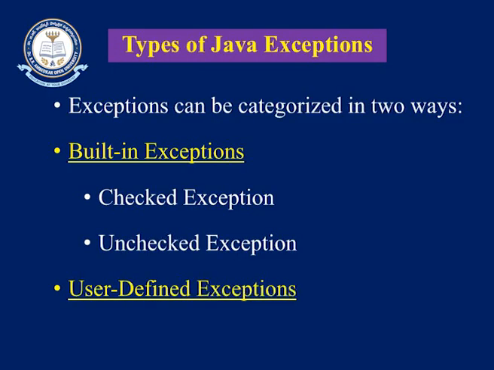So we will discuss now what the types of exceptions are in the Java programming language. We have two types of Java exceptions. One is built-in exceptions and another one is user-defined exceptions. Built-in exceptions again have two types, checked exceptions and unchecked exceptions. We will discuss what is meant by built-in exceptions, checked exceptions, unchecked exceptions, and user-defined exceptions.